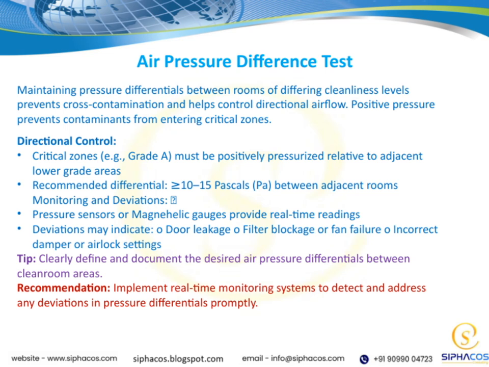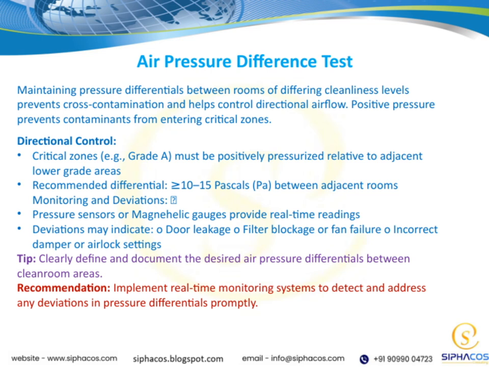To monitor this effectively, pressure sensors or magnehelic gauges are used to provide real-time readings. These measurements are essential because deviations can indicate issues such as door leakage, filter blockage, fan failure, or incorrect damper settings. A helpful tip is to clearly define and document the desired pressure differentials between your cleanroom areas. This way, everyone knows the targets to maintain.